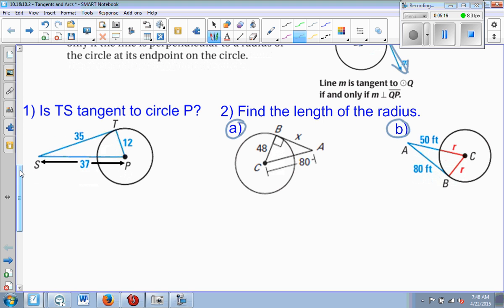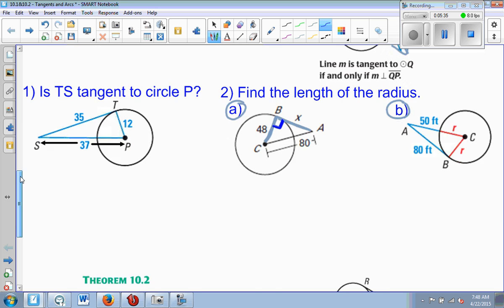Let's look over here first. So the first thing is, notice I've got a tangent line and I've got a radius. Notice how we've labeled it with a right angle here. So what I have is a right triangle. And if I want to figure out the length of x, anytime I have a right triangle, all I have to do is use Pythagorean theorem.